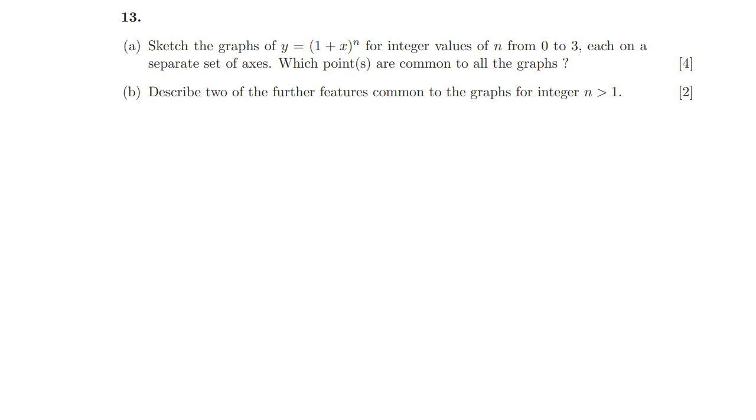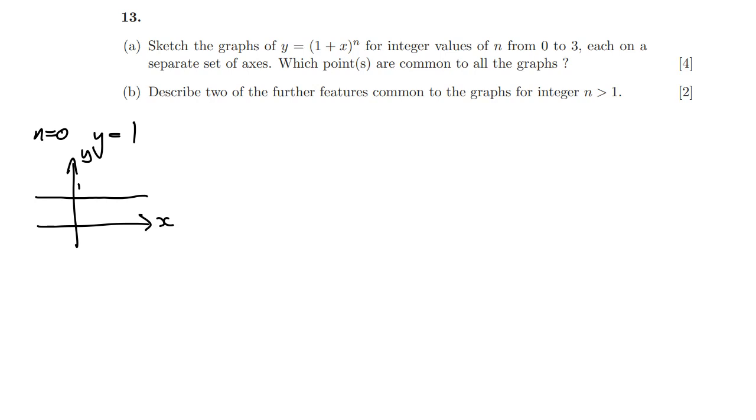Question 13. Sketch the graphs of y equals 1 plus x to the n for integer values of n from 0 to 3, each on a separate set of axes. Which points are common to all graphs? Okay, so let's start off with n equals 0. Then we're left with y equals 1. It's fairly straightforward. Y equals 1 is just a straight line going through 1 on the y-axis.